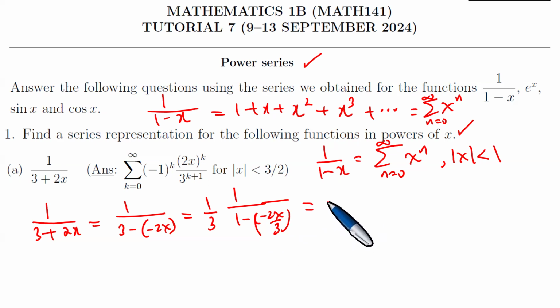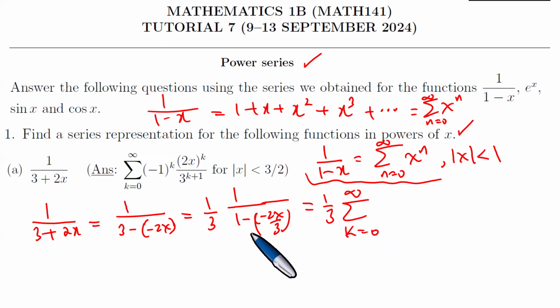And what is this? 1 over 3, the infinite series from k equals 0. Then now our x looks like this thing here, which is minus 2x over 3, all to the power k.